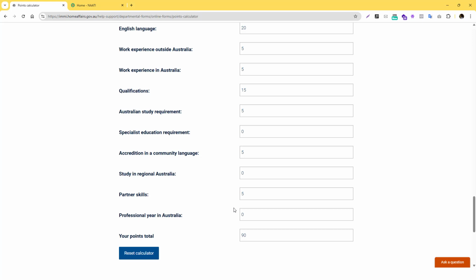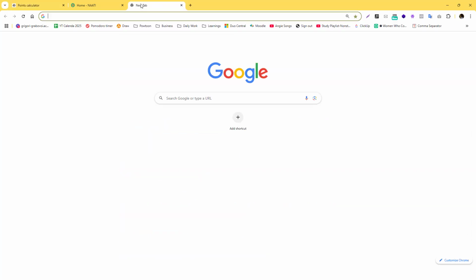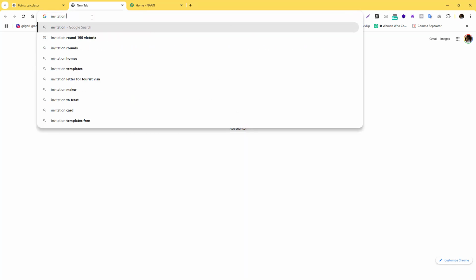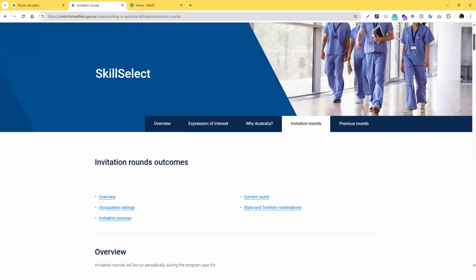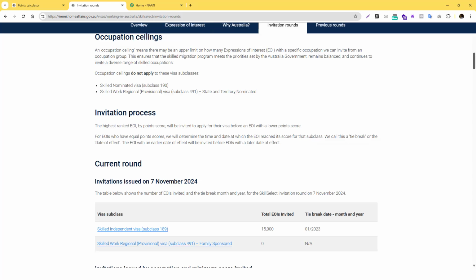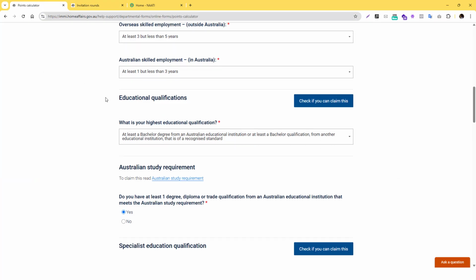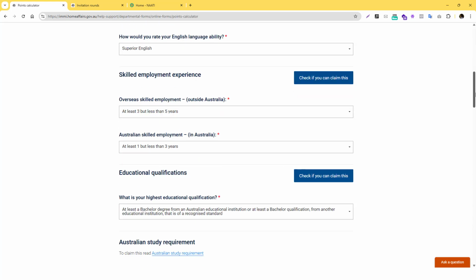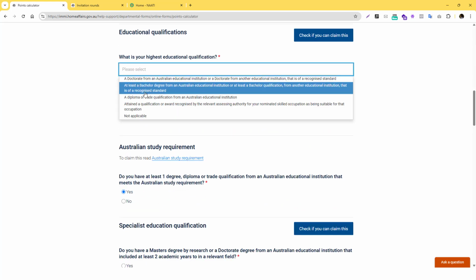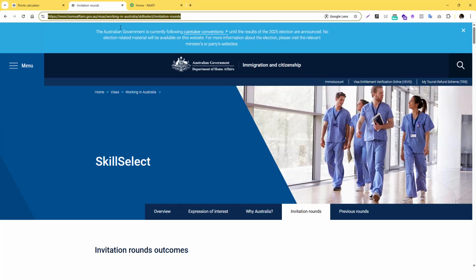Now 90 points is pretty good really, let's say if you are a multimedia specialist, because actually if you go into the invitation round, let's say 189, and you click this and then scroll down. By the way, I'm going to bookmark this link for you guys for your reference. When you check your points, you say 189, you're 25 years old, superior English, you check all of this stuff. And actually I haven't finished a bachelor, let's just say diploma there. I have 85 points.